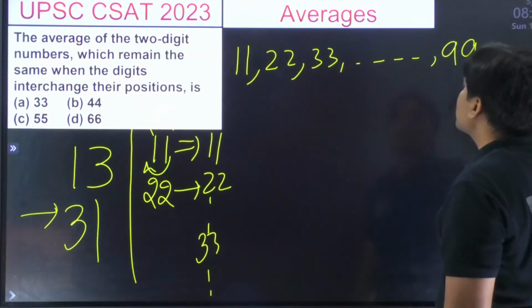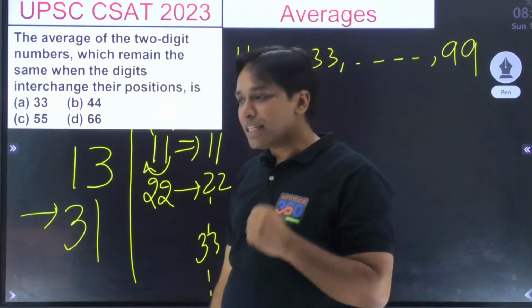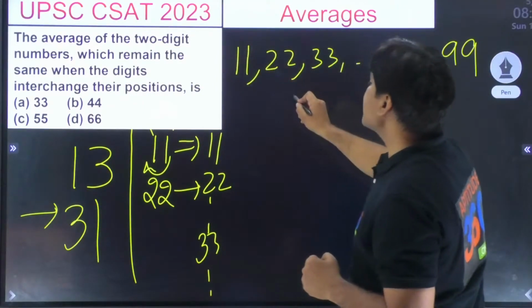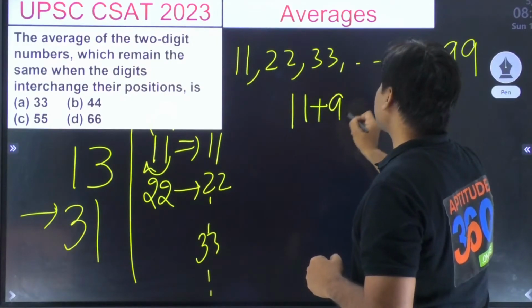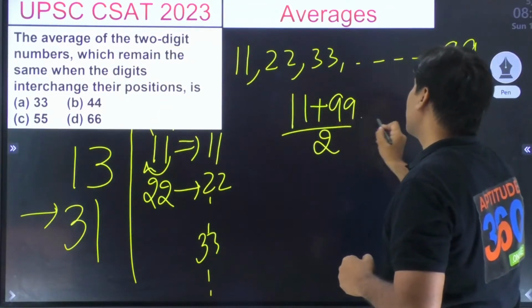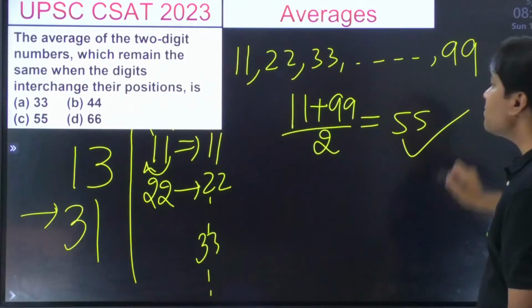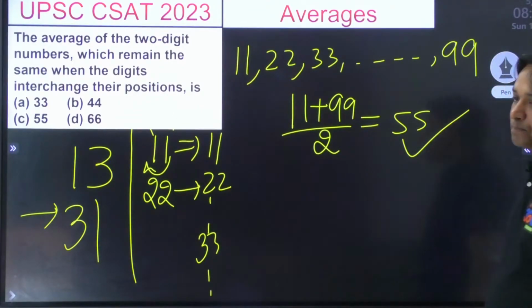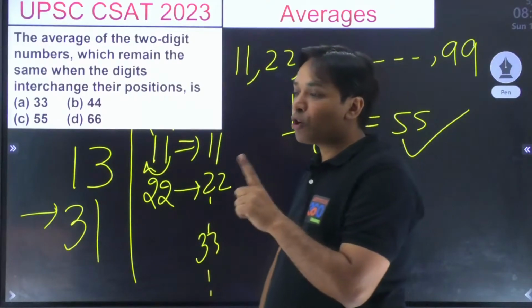The last 2-digit number that we are seeking is 99, is it not? So what is the average? 11 plus 99 by 2, which is nothing but 55. Problem is simple, isn't it? One line problem.